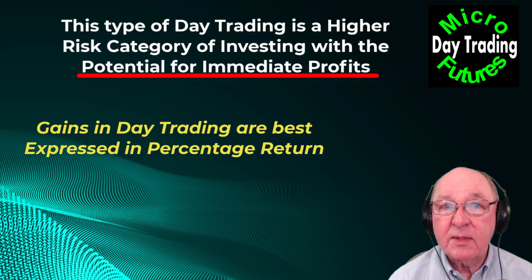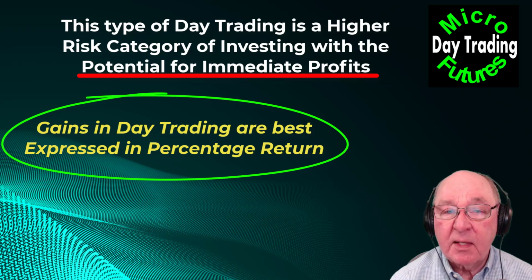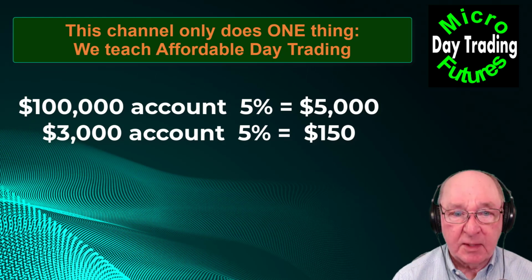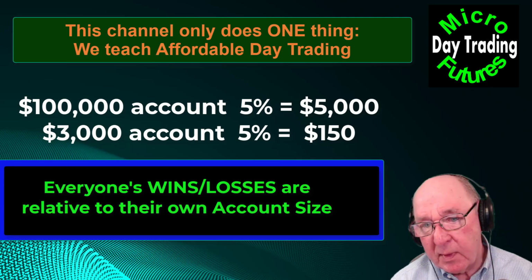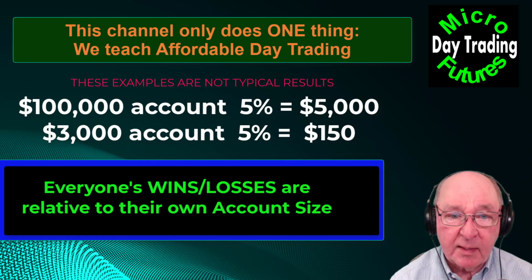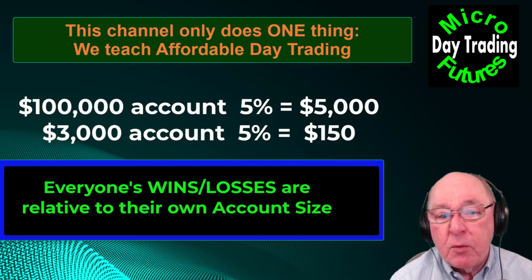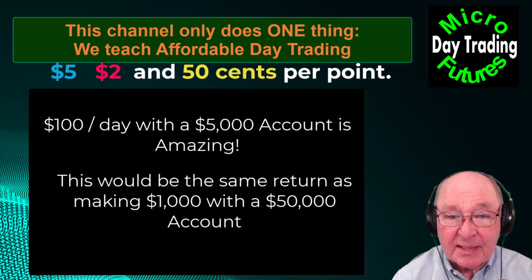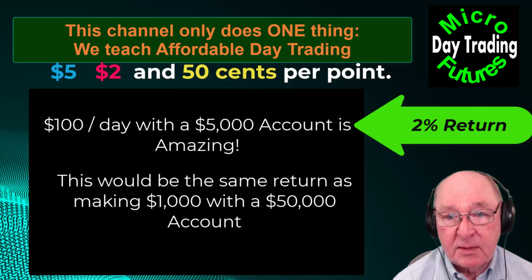Now, everyone's wins and losses are best expressed as percentages, because while a $100,000 account gaining 5% would be $5,000, someone with a $3,000 account, 5% would make about $150 in that day. Everyone's wins and losses are relative to their own account size, and hopefully you realize that. So in starting out, we measure our progress with a percentage of profit or loss. If you're making $100 a day consistently with a $5,000 account, that's amazing, and it would be the same return as making $1,000 a day with a $50,000 account.